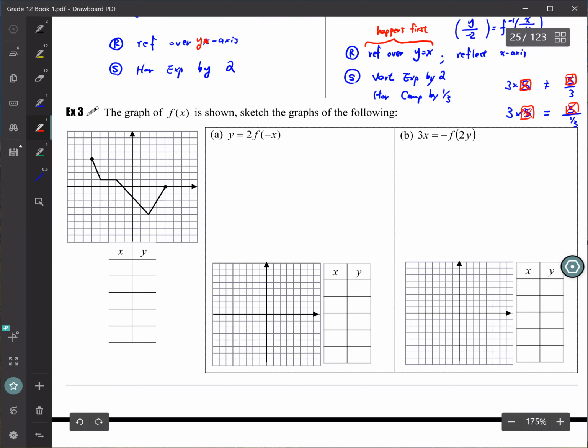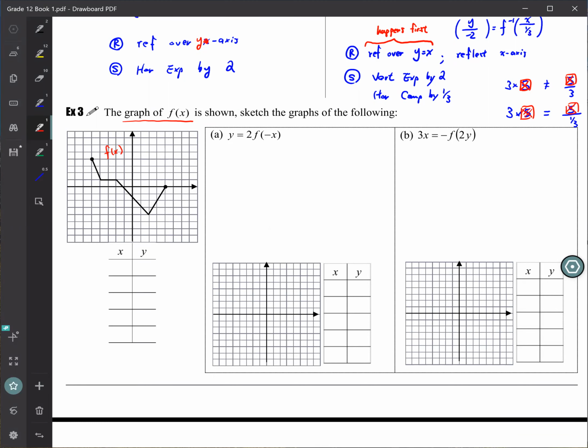So you can call this one the f of x. Okay, you can label it, right? So here the question says the graph of f of x is shown. Sketch the graphs of the following. So yeah, question A and question B. So you want to see what happened after the transformation, what it looks like.